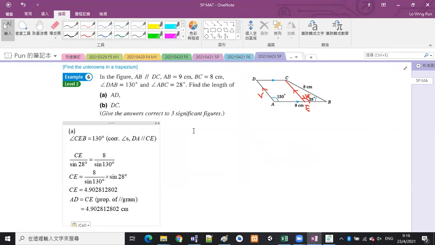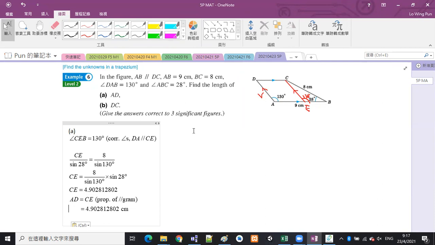And part B, I want to find DC. Again, DC does not belong to any triangle, right? But DC is a side of the parallelogram. This is the parallelogram. I can't find DC directly, but DC is equal to AE, right? If we can find AE, then the answer will be exactly the same as AE. But AE does not belong to any triangle again.